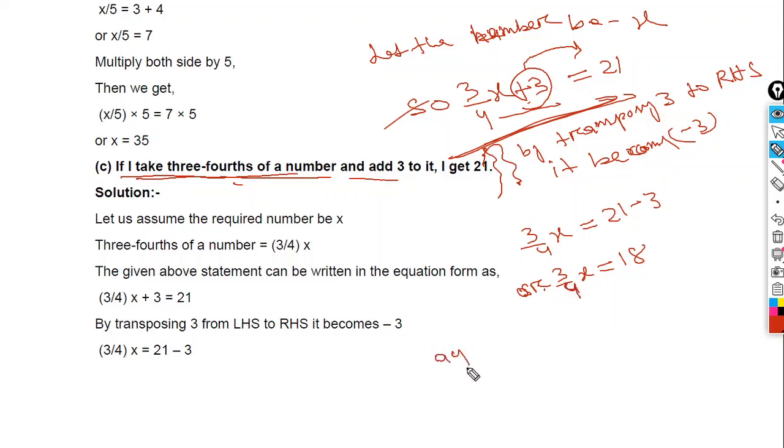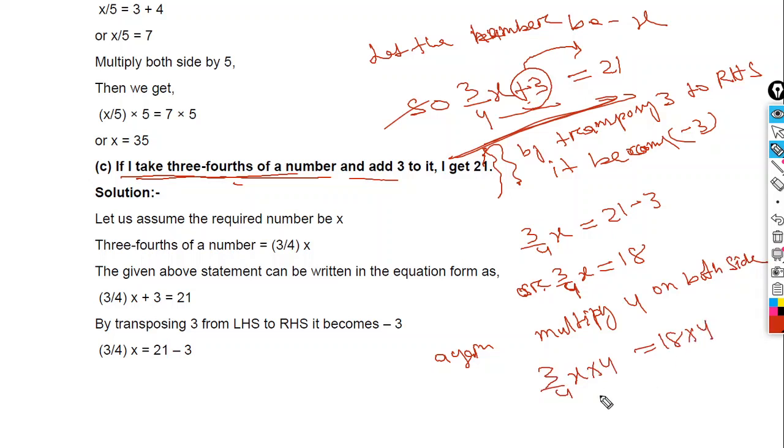Now again multiply 4 on both sides. So 3 by 4x into 4 equal to 18 into 4. Now 4 cancels, or you can write 3x equal to 72. So again, 3x equal to 72.